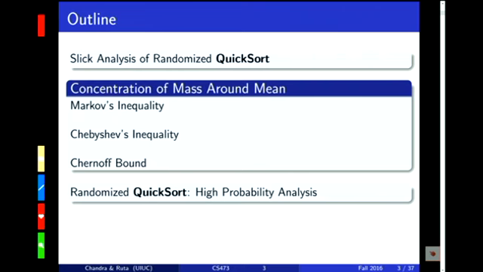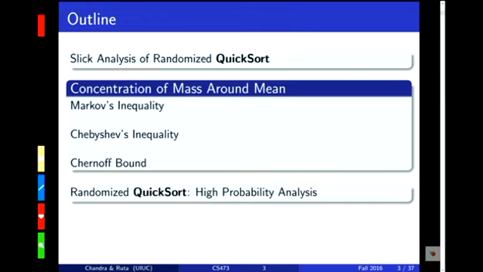Okay, and for that we will make use of these 3 types of inequalities: Markov's inequality, Chebyshev, and Chernoff. In terms of how strong they are, they are in increasing order. We'll see what I mean by that, we'll quantify that. And finally we will do this high probability analysis for QuickSort.